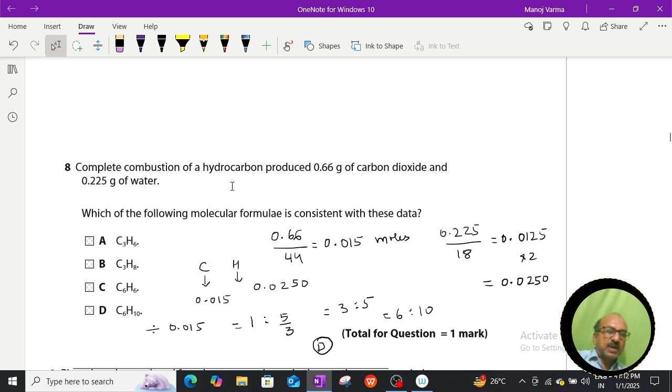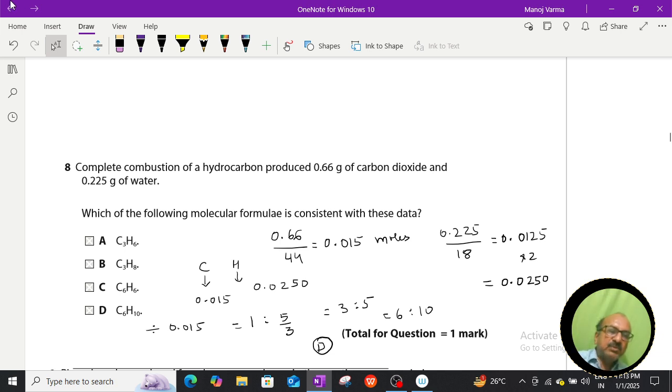Complete combustion of a hydrocarbon produces 0.66 gram of carbon dioxide and 0.225 gram of water. Which of the following molecular formulae is consistent? Now here the concept used is that you are not given the moles of carbon and hydrogen which are required over here, but you can find out the moles of carbon dioxide and water by dividing by the molar mass, that is 44. So this is the moles of carbon dioxide, this is the moles of water.